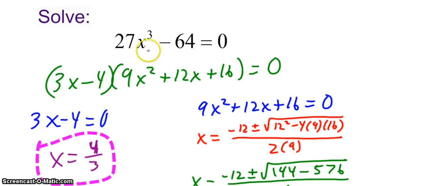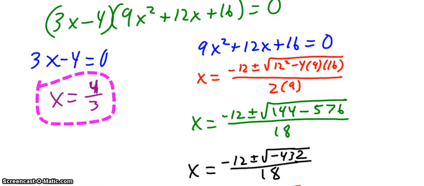Factor using the difference of cubes. So the cube root of 27 is 3, the cube root of x cubed is x. The cube root of 64 is 4, so I get 3x minus 4. Set that equal to 0, and that's how I get 4/3. 3x squared is 9x squared. 3x times 4 is 12x. 4 squared is 16. Set this equal to 0. That does not factor. I used the quadratic formula.